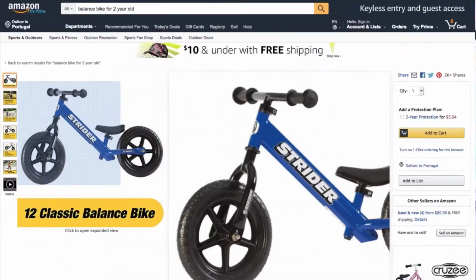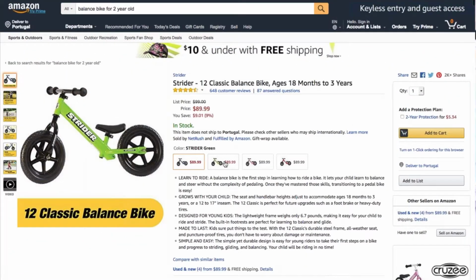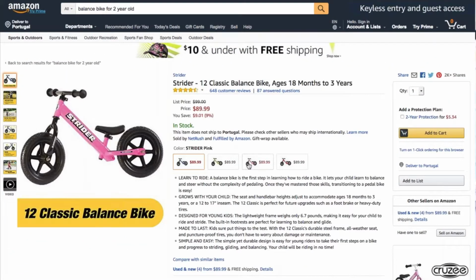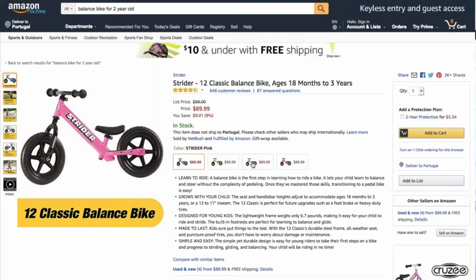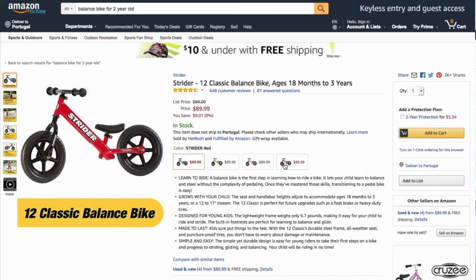So in my training, I suggest that you avoid products with multiple variations. And if you don't know what a variation is, here's a classic example. So balance bike, same balance bike in green, same balance bike in pink, same balance bike in red. Now the blue, green, pink and red, well, they're all variations of the same balance bike. So I can get that balance bike from Strider in different colors, and that's a variation.